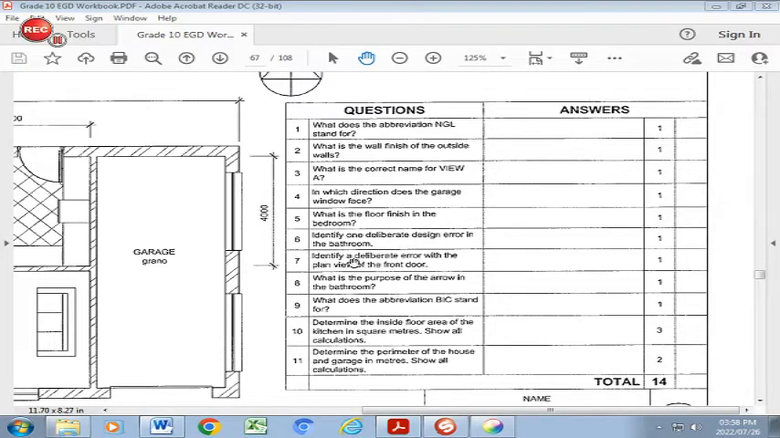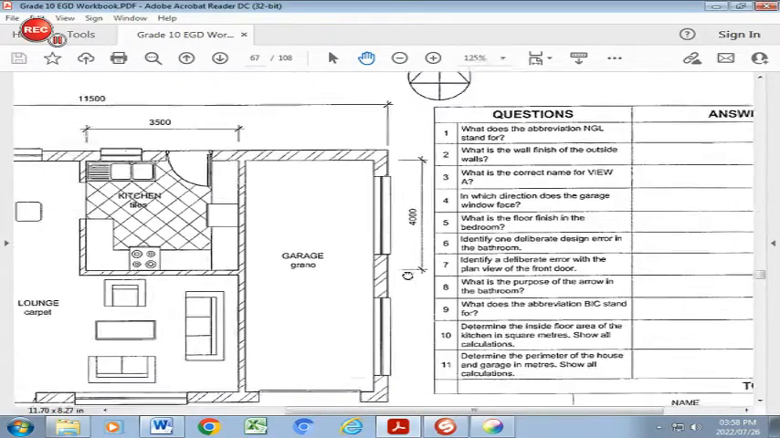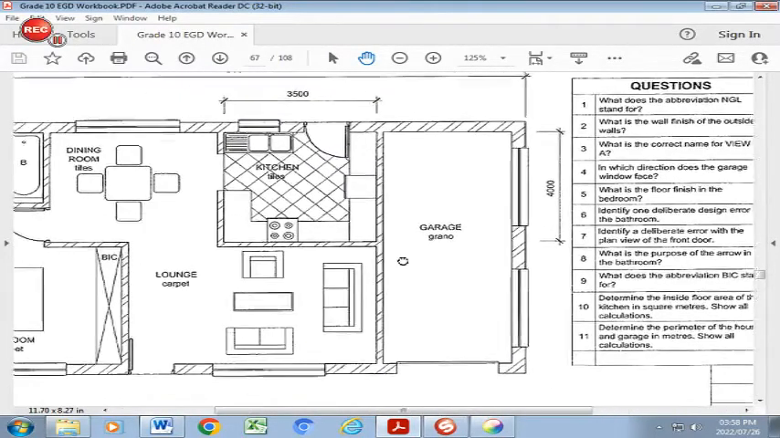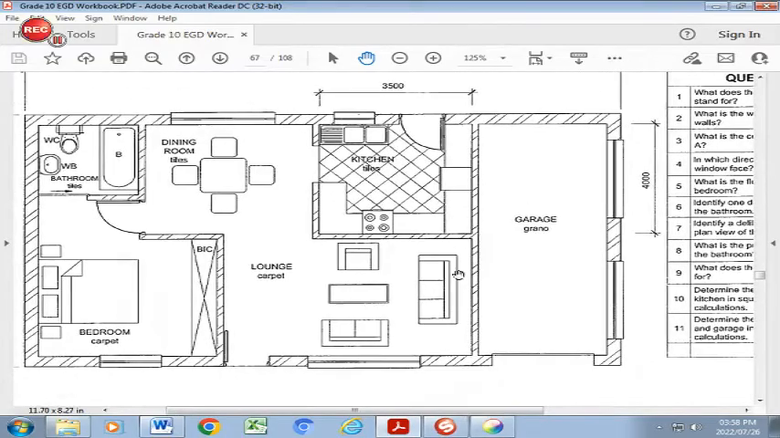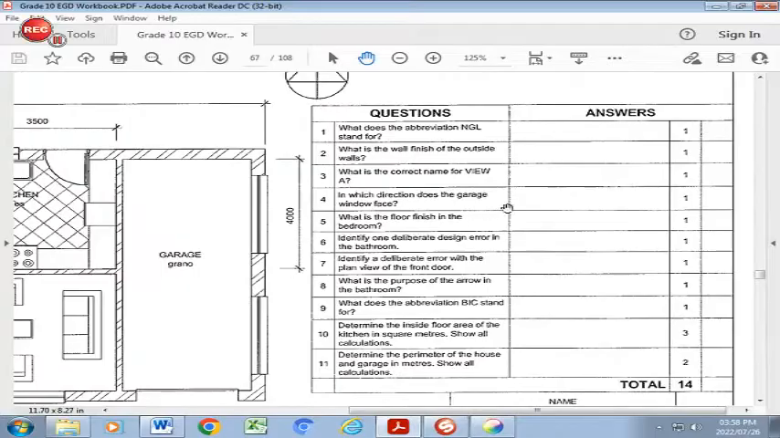Number 4, in which direction does the garage window face? We're going to our floor plan again, and you will find, based on what we just explained, that is your north, this is your south, that's your west. So your answer would be these windows over here, which would be your east elevation on your eastern side. So that east can be filled in here.